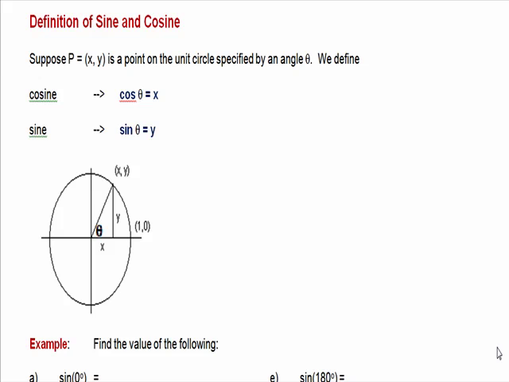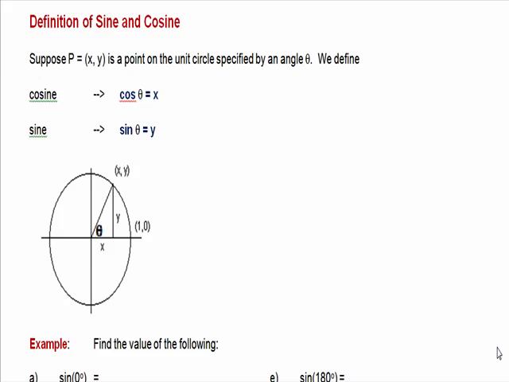Okay, let's now define sine and cosine. We're going to define sine and cosine using our unit circle. A little later on, we're going to define it using right triangle trig, and in fact, you'll see that a little bit in my unit circle, but my initial definition really is the unit circle definition.